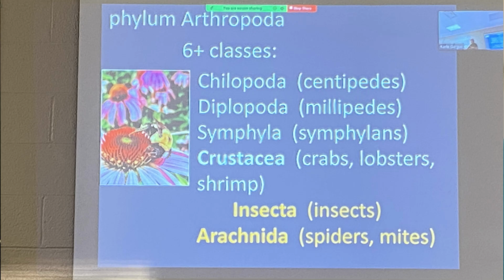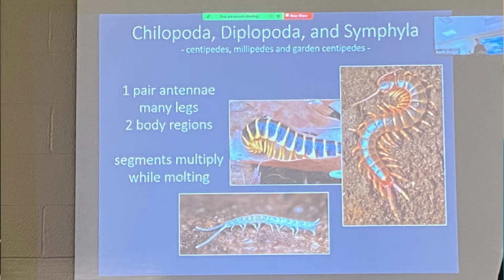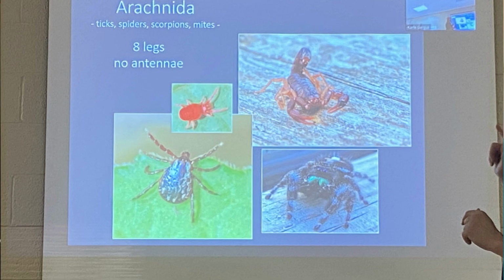Phylum Arthropoda. There's 6 classes. If I mispronounce these, I'm sorry. Chilopoda, centipedes, Diplopoda, millipedes, Symphyla, crustaceans, insects, and arachnids. One pair of antennae, many legs, 2 body regions, segments multiply while molting. Ugh, centipedes.